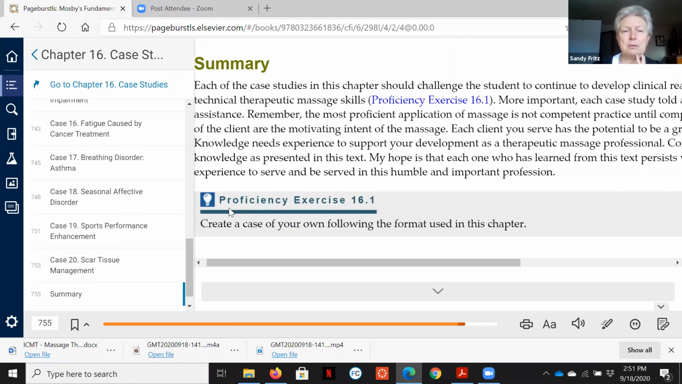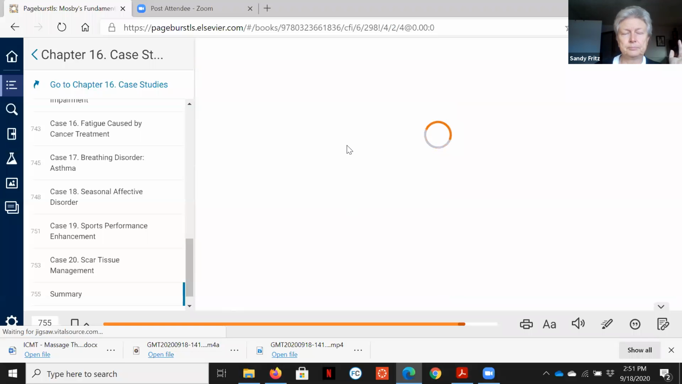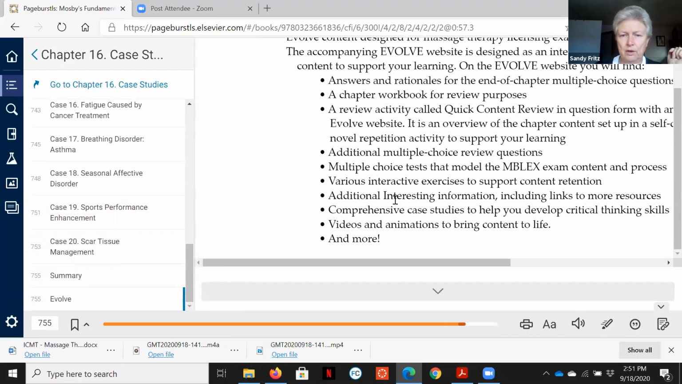Proficiency exercise 16.1 is to ask you to do this and actually come up with a situation with a complicating factor, and to write a client up like this. And maybe you've had one or two people that you have practiced on throughout the course of your studies with us. And maybe you can reflect on that to use that as a model. Here's all your Evolve.